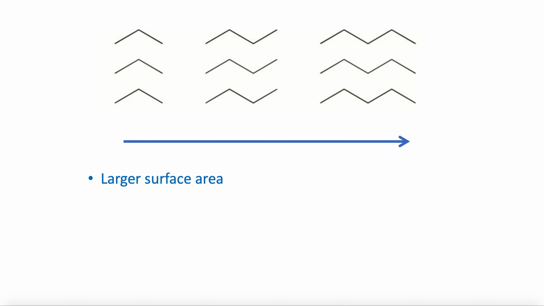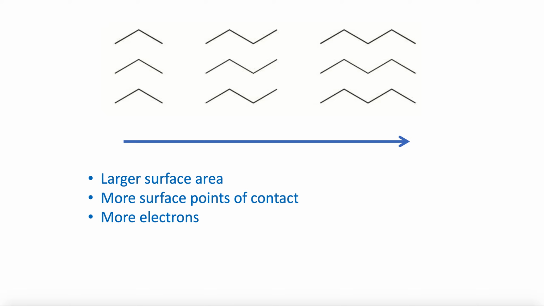And the reasons behind that are because as we increase the chain length, we have a larger surface area. And because we have a larger surface area, we have more surface points of contact between the molecules. And also, because we're increasing the carbon chain, we're increasing the number of atoms, we're also increasing the number of electrons. So as we increase the chain, we have more electrons.